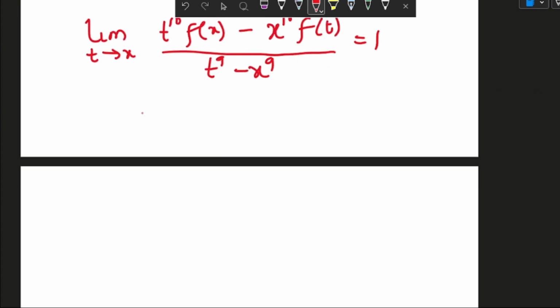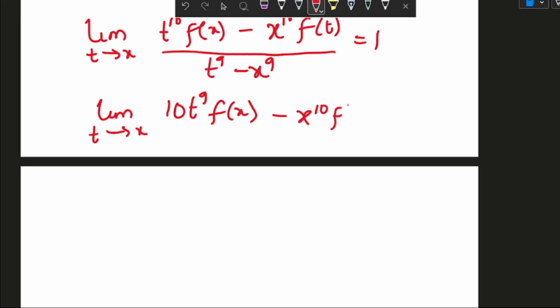If I differentiate with respect to t, I have the limit as t tends towards x, t to the power of 10 becomes 10t to the power of 9. f of x will still remain as a constant, minus x to the power of 10, which remains because I'm differentiating with respect to t. Then f of t becomes the derivative of f of t. At the bottom, x to the power of 9 goes to 0 because it's a constant, so t to the power of 9 becomes 9t to the power of 8. And this should be equal to 1.